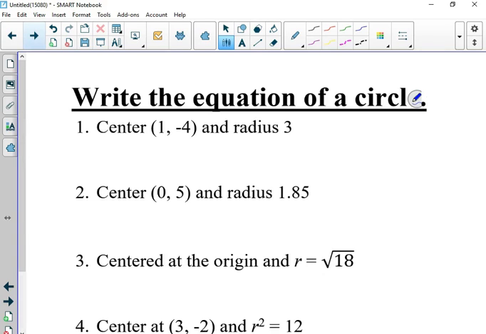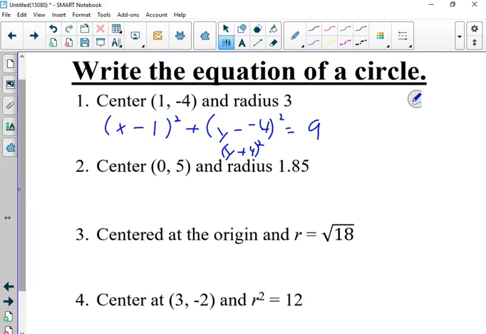Okay, write the equation of a circle. Now we're going the opposite way. So if you want, like we've done in the past, write the skeleton first and then fill it in. So x minus 1, then negative 4, and if you want, you could write this as y plus 4 squared. Either one's fine. And then 3 squared is 9.